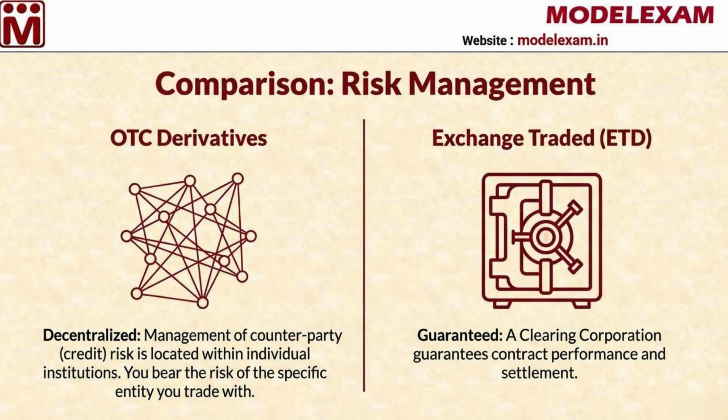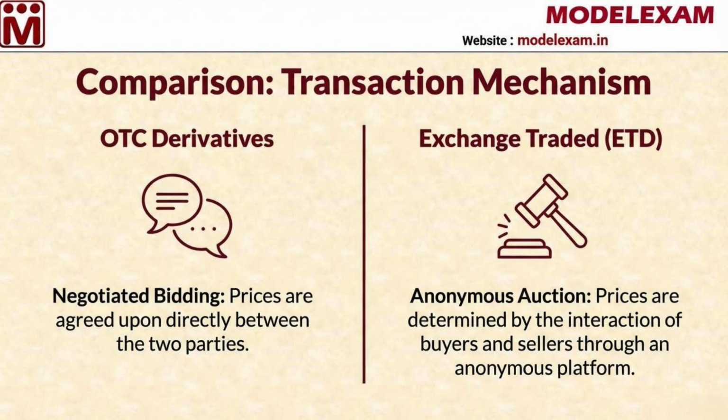Now, let's look at how risk is managed in both areas. In the OTC world, risk management is decentralized, which means you personally bear the risk of the specific entity you are trading with. However, when you trade on an exchange, a central body called a clearing corporation steps in to guarantee that the contract is performed and settled, so you don't have to worry about the other person failing to deliver.